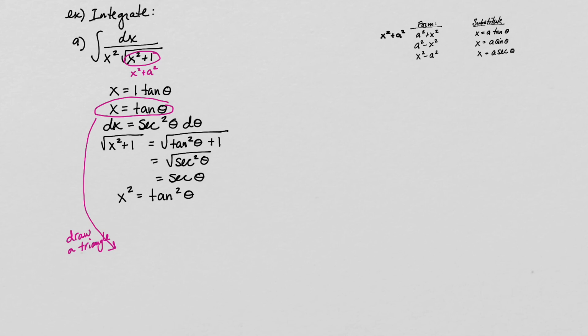So we're going to draw a triangle. We're basing our triangle, so here's my angle theta, off of the fact that x is equal to the tangent of theta. If you remember, tangent is opposite over adjacent. Why does x squared equal tangent squared? Okay, x squared equals tangent squared because remember, x is equal to tangent. So if I square this side, I get x squared. If I square this side, I get tangent squared. Does that help?